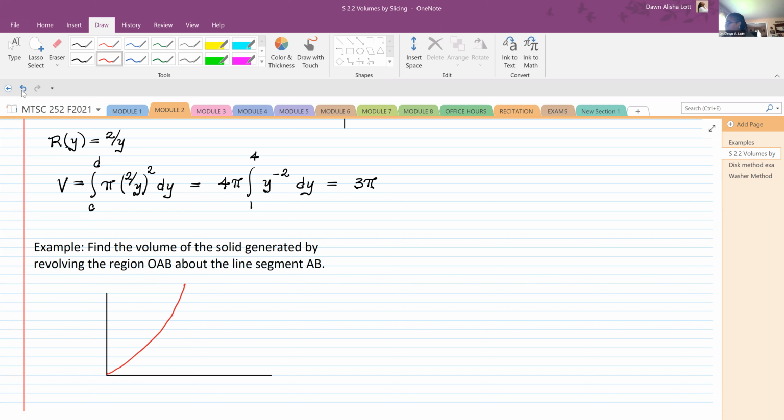Okay, Dawn, let's try it one more time. This is y is equal to x squared. And then this is the line x equals 2. So this is the point O, A, B. So that's the region, OAB.